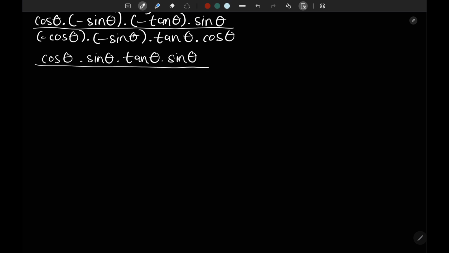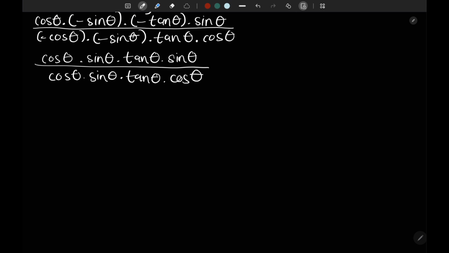All over, we have a negative multiplied by a negative, which is positive. Positive times positive, which is positive. Positive times positive, it's positive. So your entire denominator, rewrite this as positive cos theta times sine theta multiplied by tan theta multiplied by cos theta. Now what's the next step?